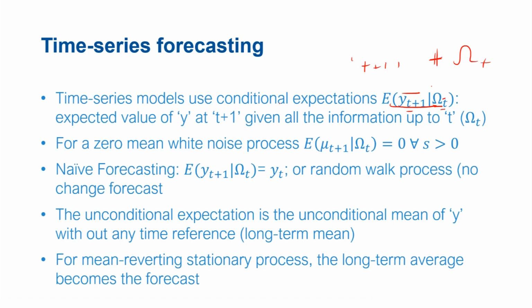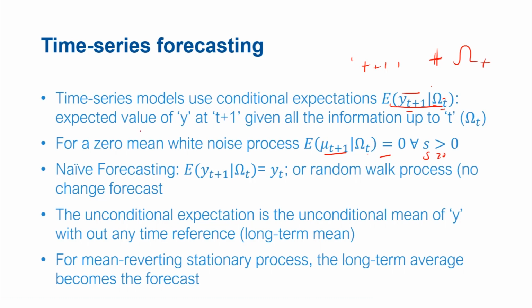Now let us think of a zero mean process like a white noise process u(t). Its conditional expectation at time t+s given time t is 0 for all s greater than 0. So for all future periods, the expected value of its forecast is 0.